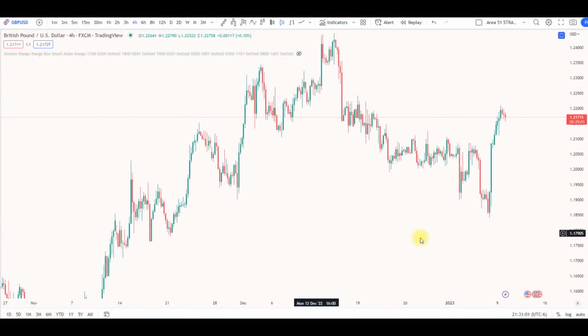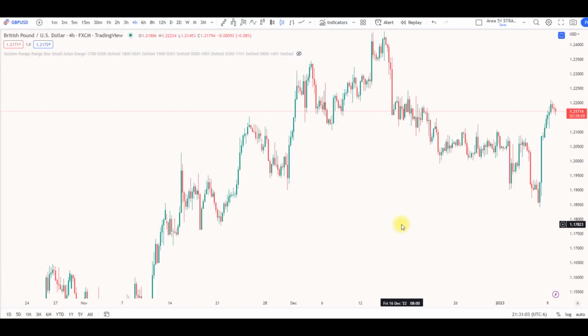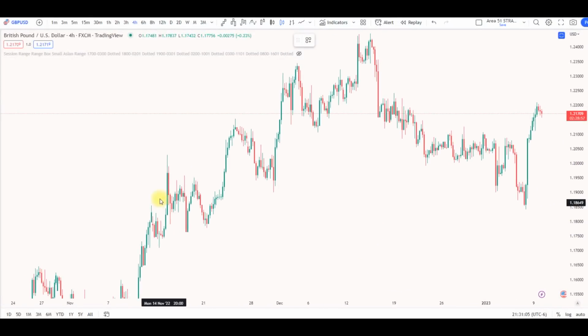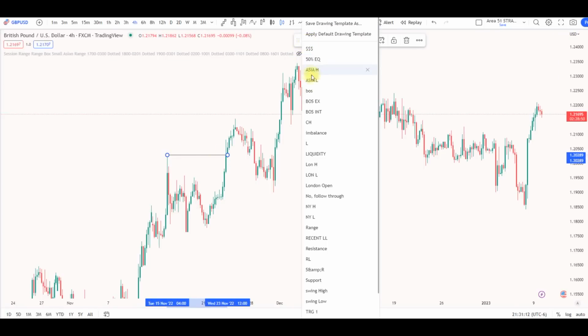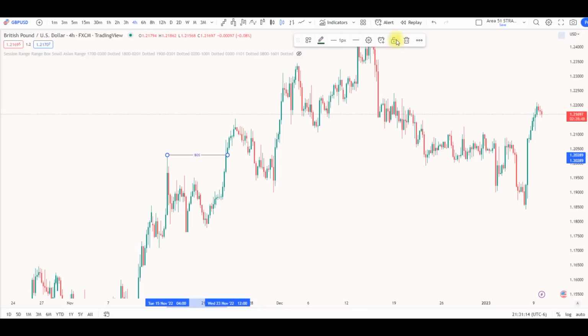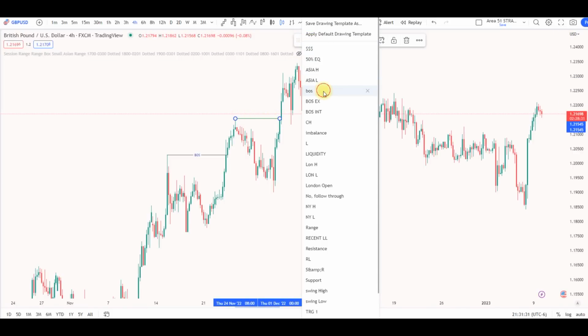So here we are on the 4-hour time frame. This is GBP/USD. First, what we need is to analyze the market from here. Let's say the market was breaking structures to the upside, creating higher highs, higher lows. So we have the price here breaking this structure, creating higher highs, higher lows. We have another break of structure here, giving us another higher high, breaking this structure to the upside.